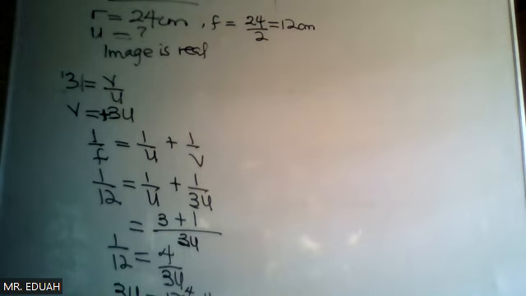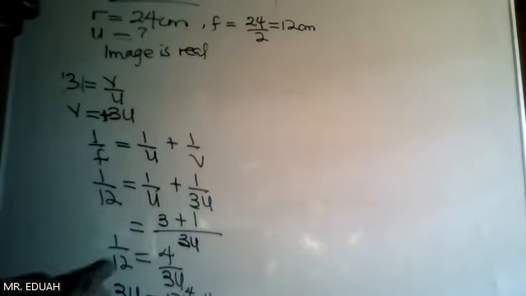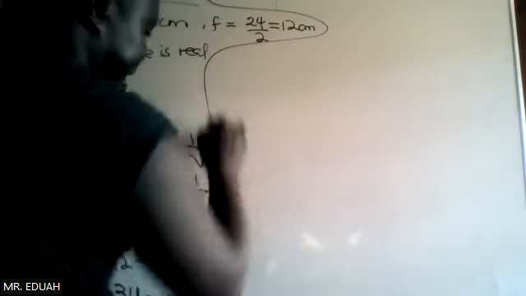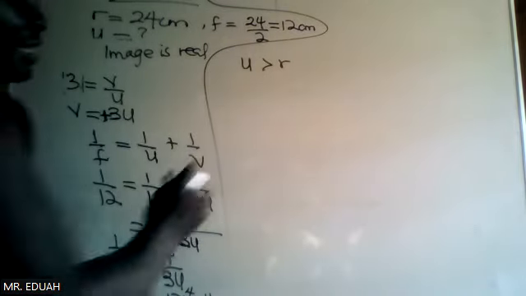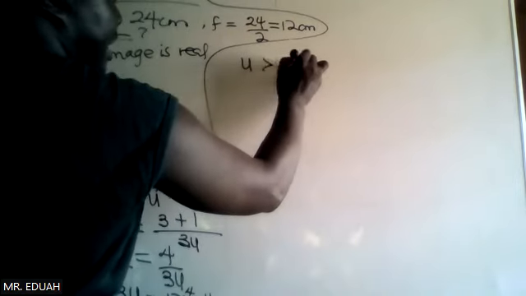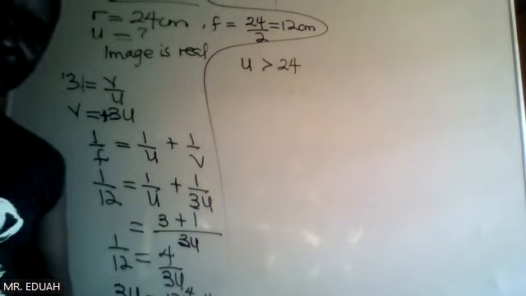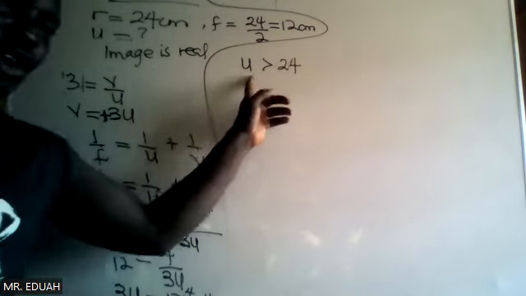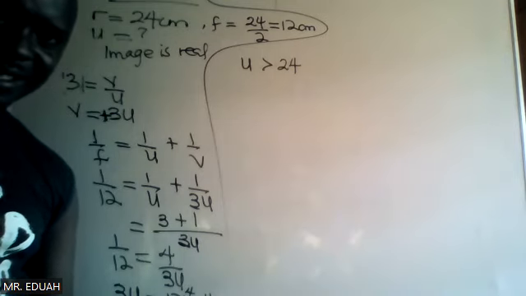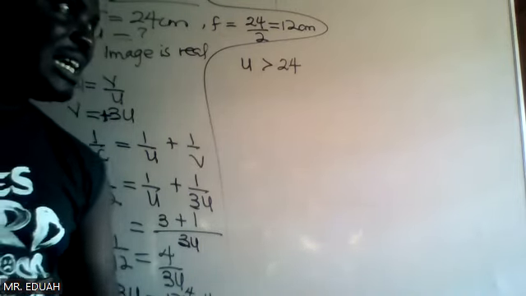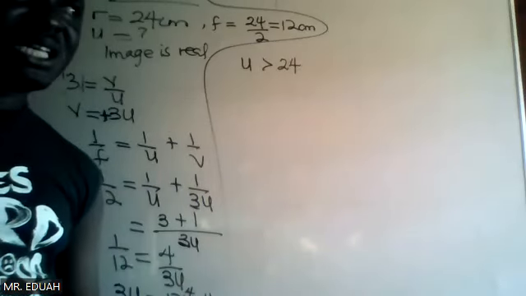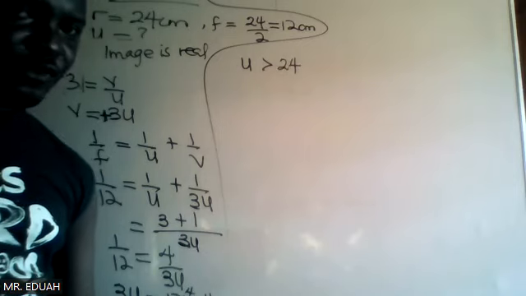Between C and infinity, meaning behind C. So our final answer U must be anything greater than the radius of curvature, and the radius of curvature is 24. So for the image to be diminished and real, we must have an object distance greater than this. Using the ray diagram, the object must be placed just behind C, or between infinity and the center of curvature C. Class, are you following?